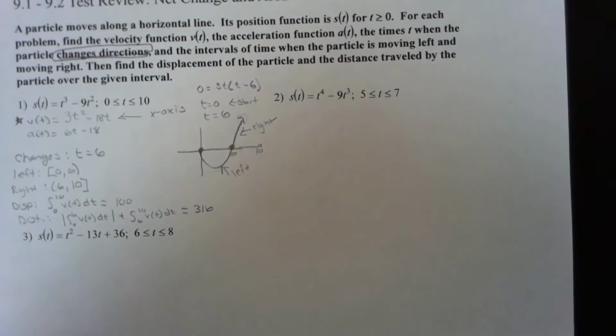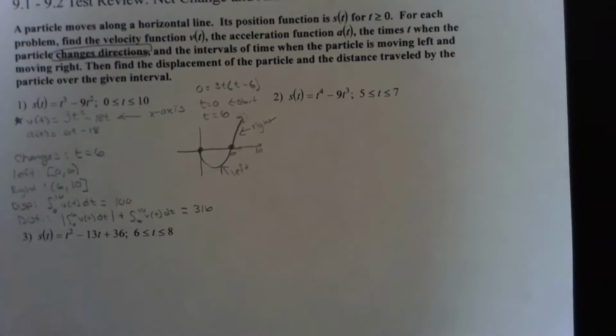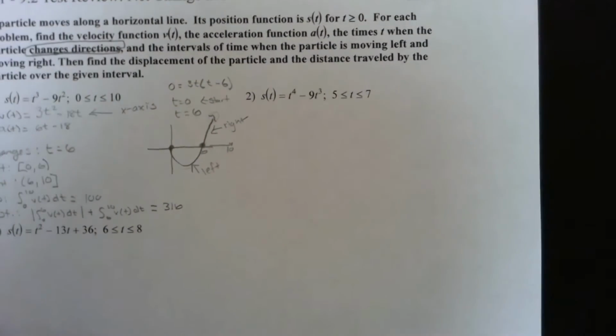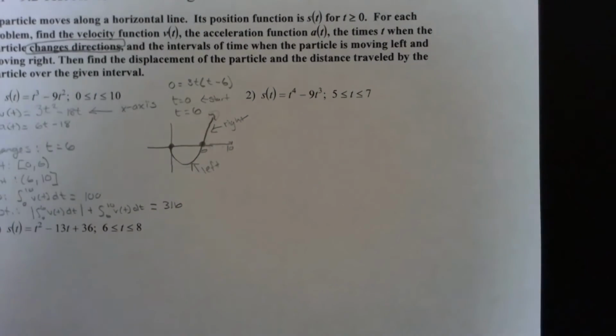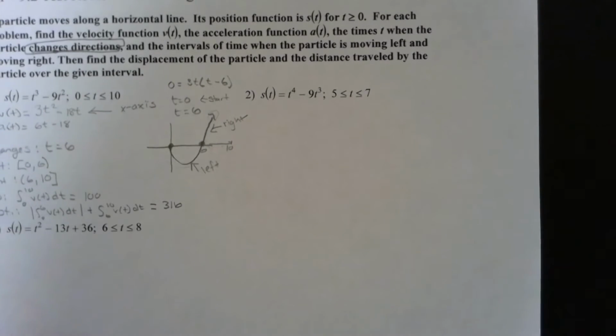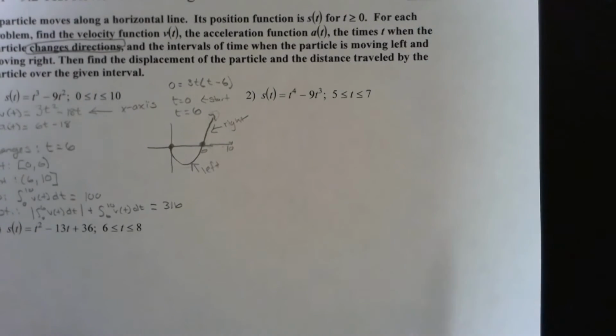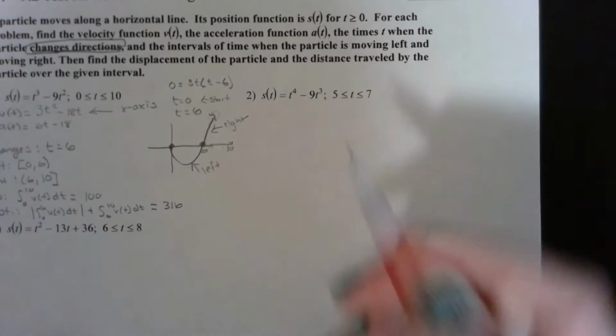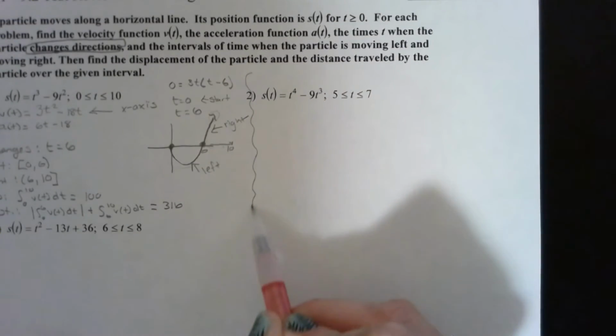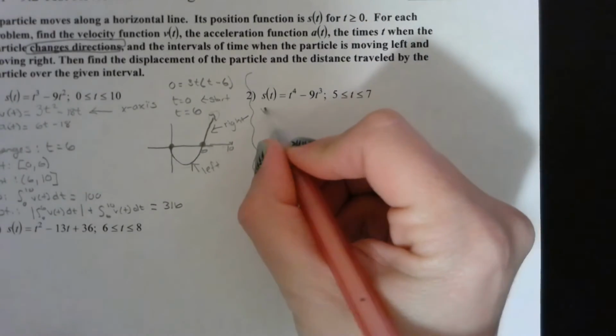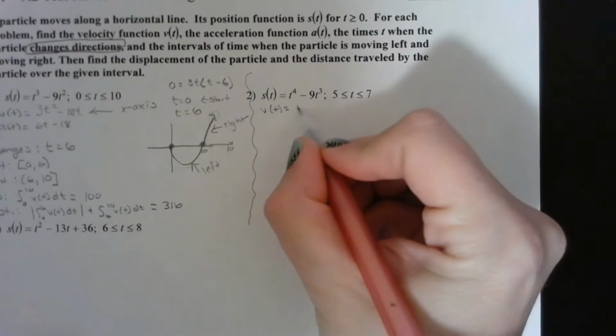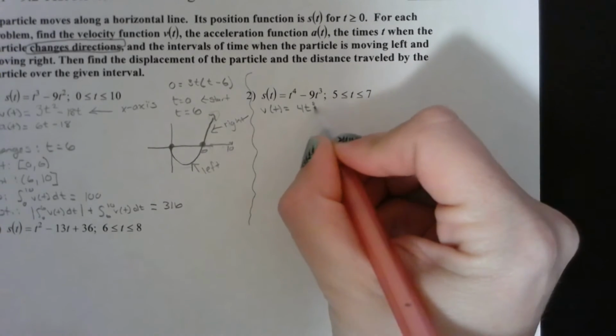Number 2, we're doing the same thing. So let's look at number 2. Number 2 gives us our position function. s of t equals t to the 4th minus 9t cubed. This time we're looking only from 5 to 7. So the first thing we want to do is find the velocity function. So we're going to take the derivative.